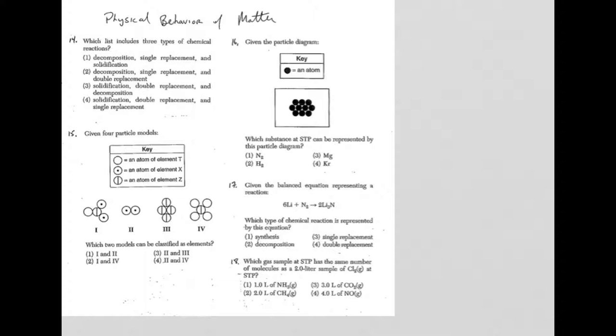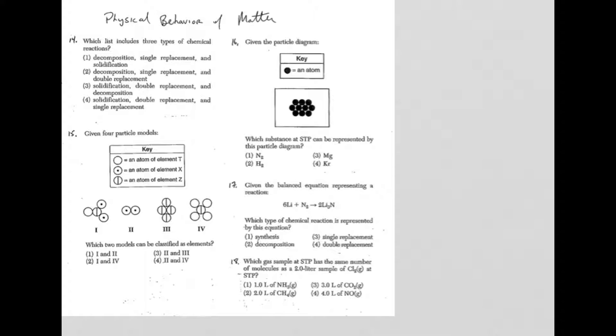Also, I'm putting together what I'm calling a notes video on matter. Take a look at that as well. See what you need to know, at least from the 2015 Regents, walking in the door to take your Regents. We'll start with question 14.